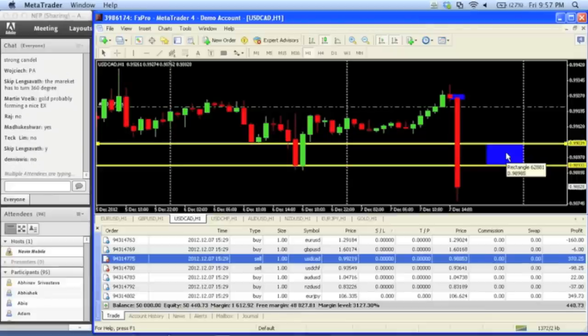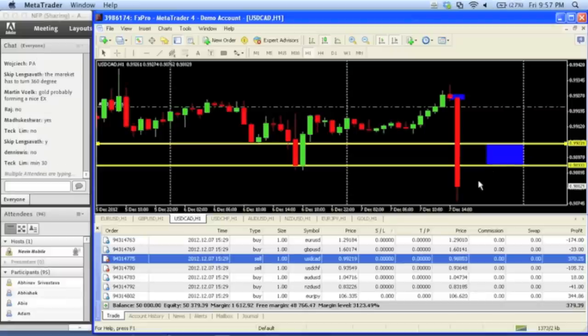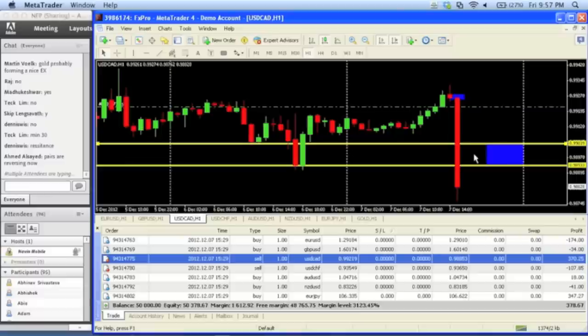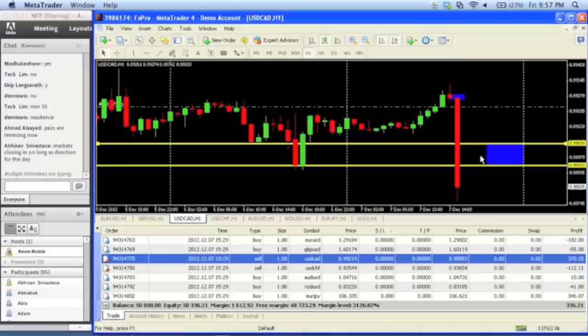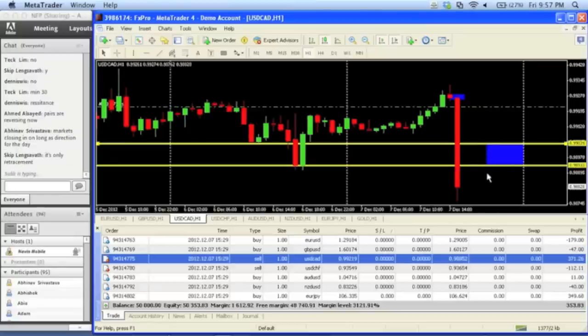Okay, the answer is yes. The reason why is, if the market closes here, from here to here is a small candle. It's not a big candle that's going to be breaking through. It's going to be a small candle that's going to have a hard time crossing through this area because there is some strong support resistance coming in from the past. That is your ideal area to add positions.